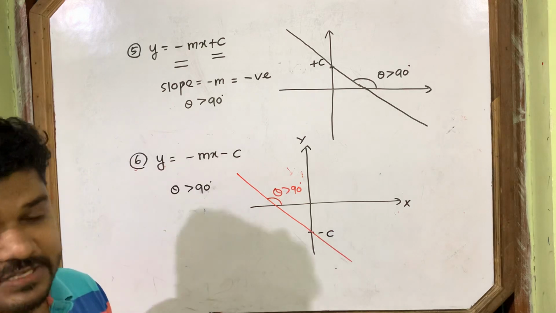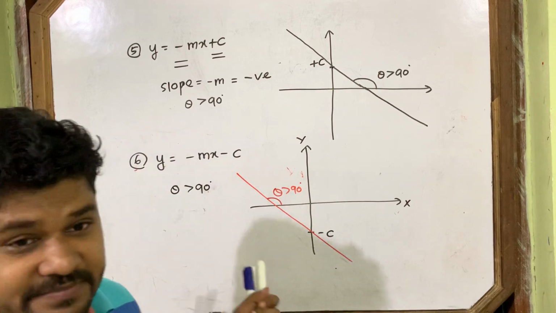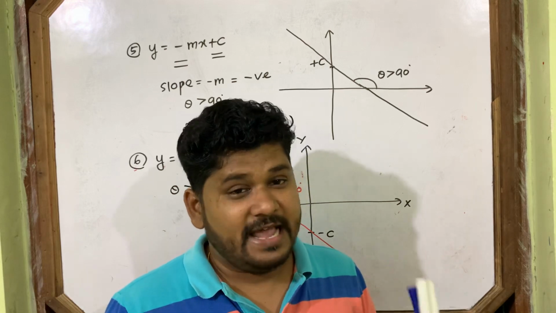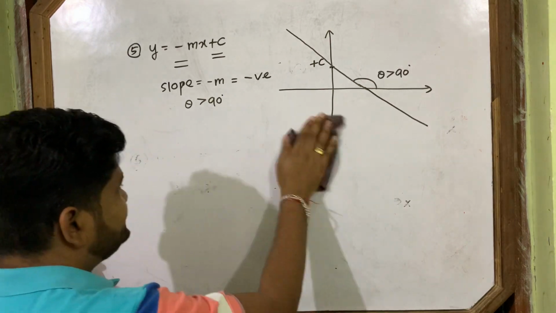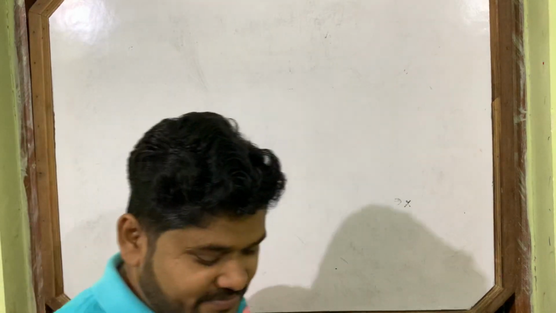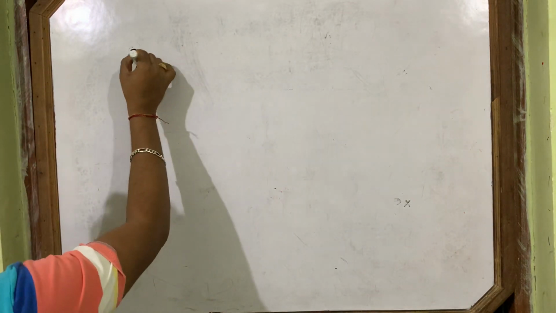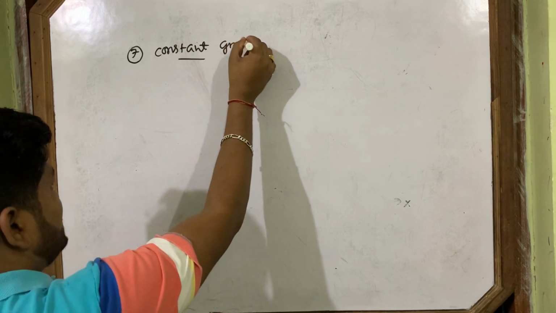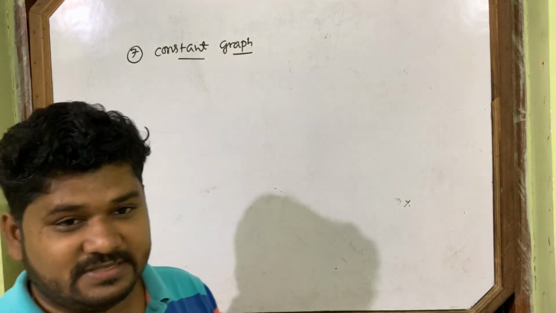Y equal to mx plus c can also be of 4 types. But whatever may be the type, always remember slope is equal to y by x. Another important piece of information I want to share with you is the area under the graph. Before that, I am telling you about the constant graph. This is type number 7.